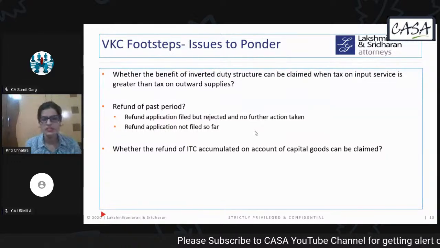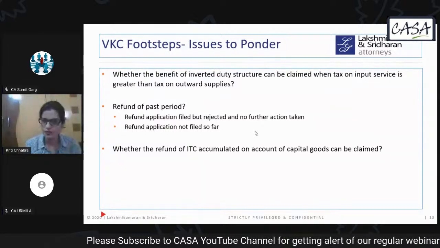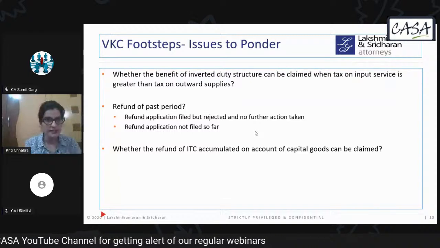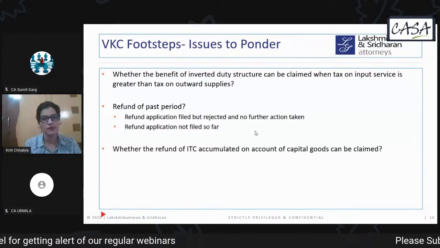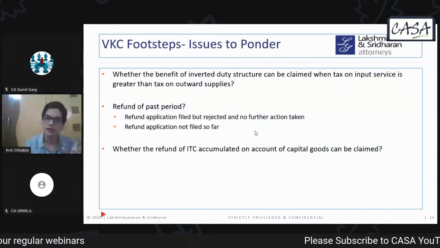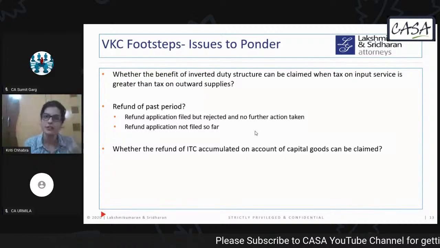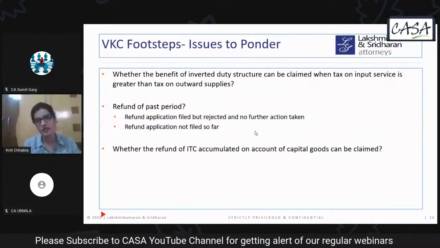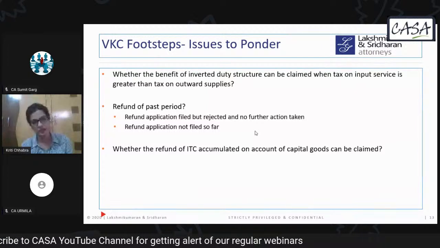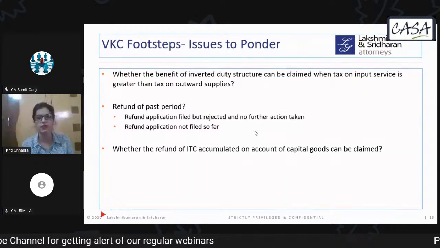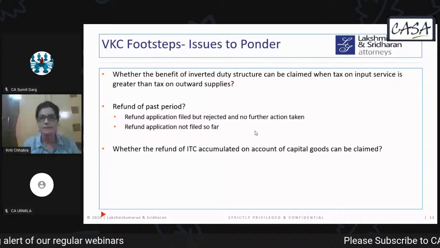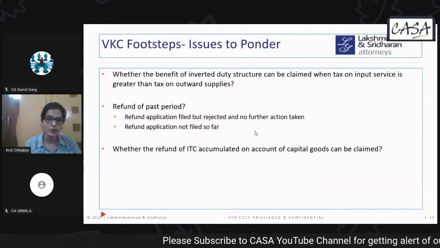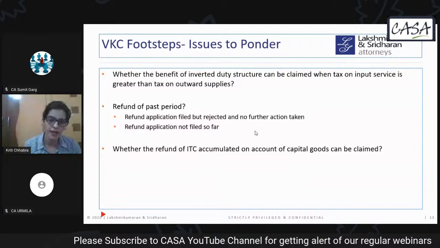In my view, this cannot be a case because this proviso, if we read it, contains the eligibility criteria. Unless and until the wording of the proviso is changed to input tax or amount of input tax, we cannot say that in case your input service is higher than your outward supply, you can take the benefit of inverted duty rate structure. In my view, we cannot say this. The second issue arises: what is now the view on refund of past periods?